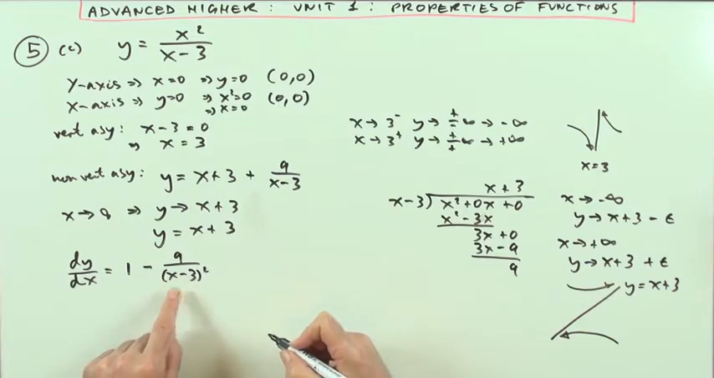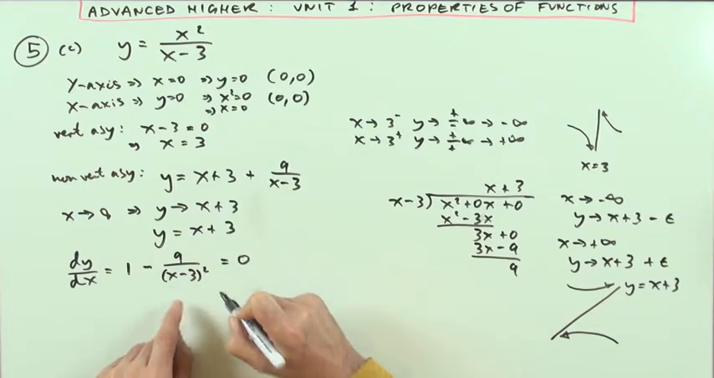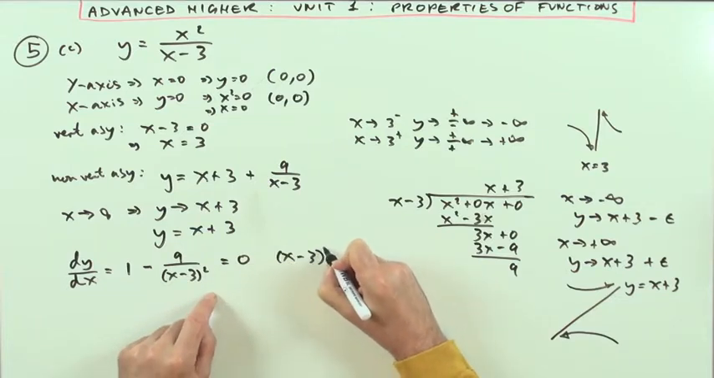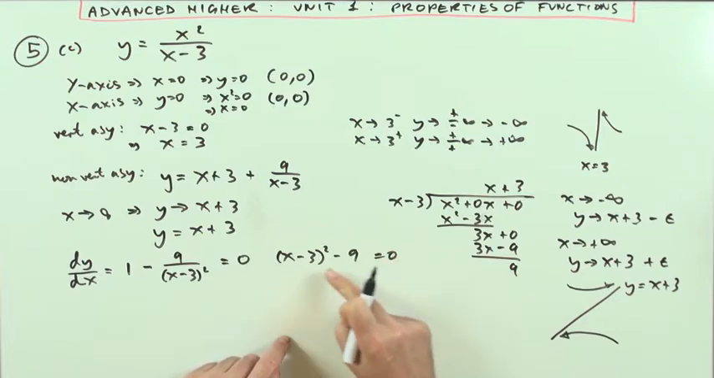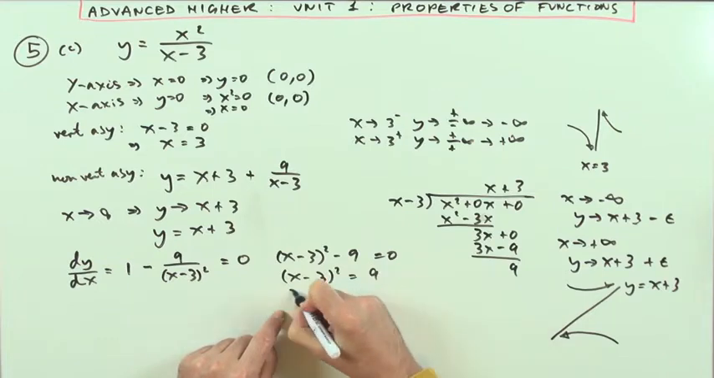I can find my stationary points by equating that to 0. I'll just make lazy and put equals 0. So if that equals 0, then I'm going to get rid of the fractions. So x minus 3 squared minus 9 equals 0. I could be lazy and just rub that out and put an equals there now, but I'll not. x minus 3 squared is 9.